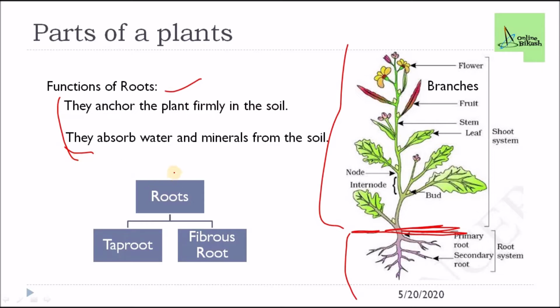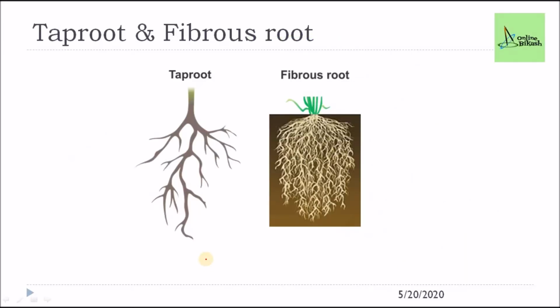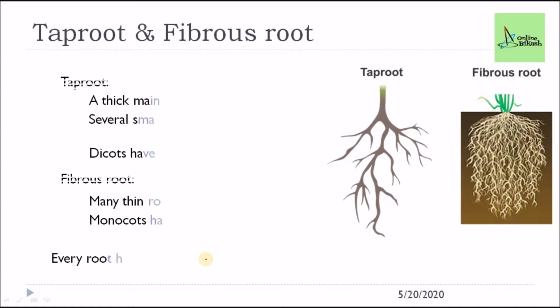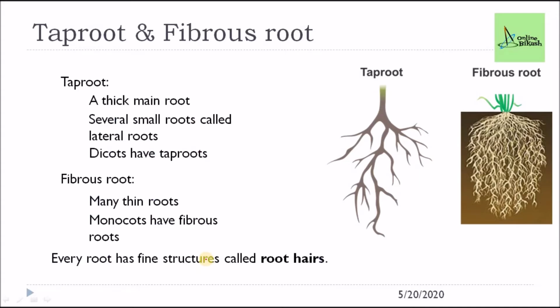Now roots are divided into two categories. One is taproot and the other one is fibrous root. So what are they? Let us discuss. You can see in this figure, the first figure is called taproot and the second figure is fibrous root. You can easily differentiate between them.